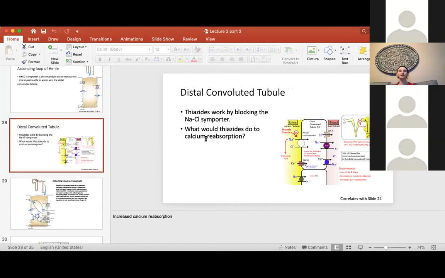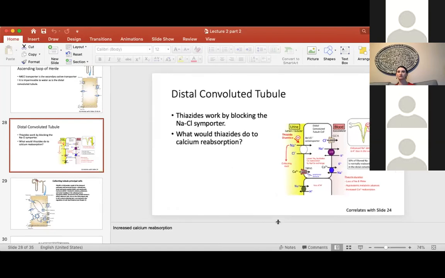So thiazides work by blocking the NaCl symporter. What do thiazides do with calcium reabsorption? Yeah, increase calcium. Yeah, good.